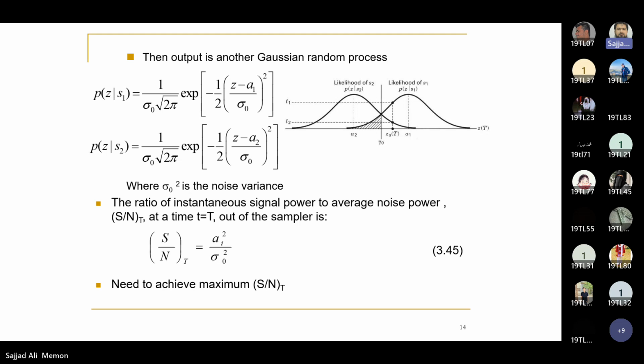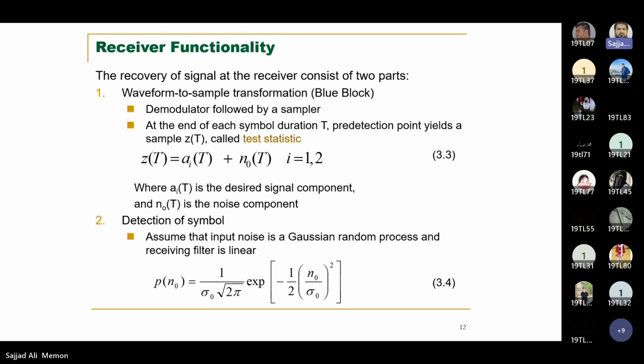So the output is another Gaussian random process. The chance of occurrence of S1 in Z is, now instead of N we can have Z minus A1, because we say that Z is equal to AI of T plus N naught of T. If you drop T, then Z is equal to A1 or A2 plus N naught. That means N is equal to Z minus A. So instead of N naught, we can put Z minus AI, where I can be 1 and 2.